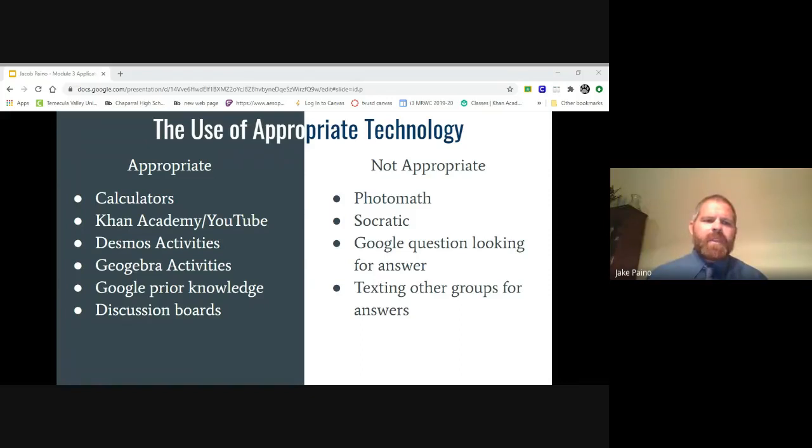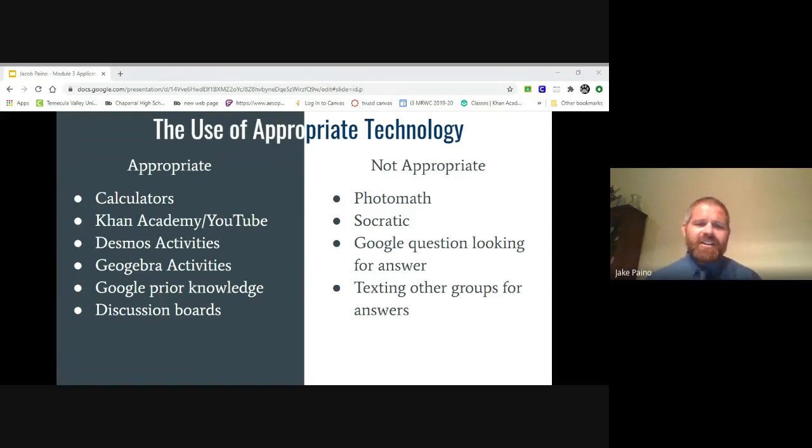Okay. Google is a great source if used correctly. It's on here both ways. If you're Googling prior knowledge, like I'm looking up a formula that I know I should know but I've forgotten, that's okay. But if you're trying to just Google the question, type in the question word for word, and see if Google produces an answer, that's not using technology appropriately. And discussion boards are a great way to get kids to explain their thinking and discuss other people's thinking.